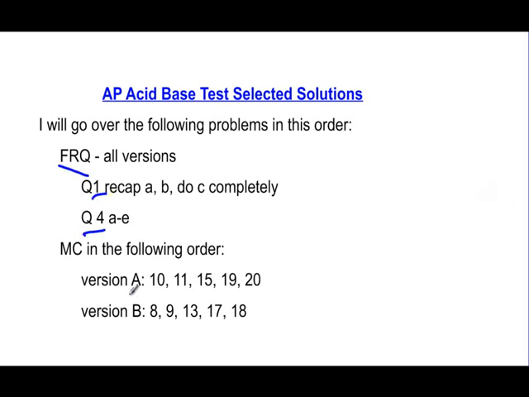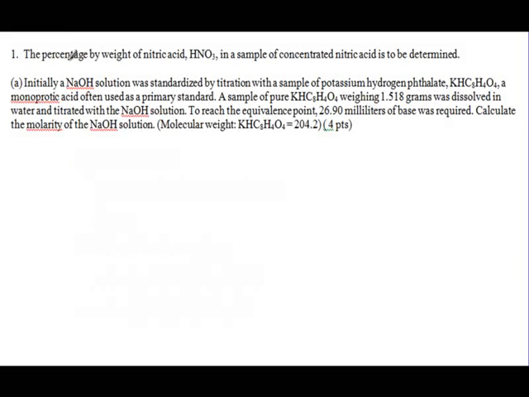And then I'm going to do these questions from version A and B, which are the pairs, in the following order. So if you have version A, I'm going to do 10, then 20 last. And if you have version B, I'm going to do 8, and then 18 last. Okay, so let's go ahead and get started.